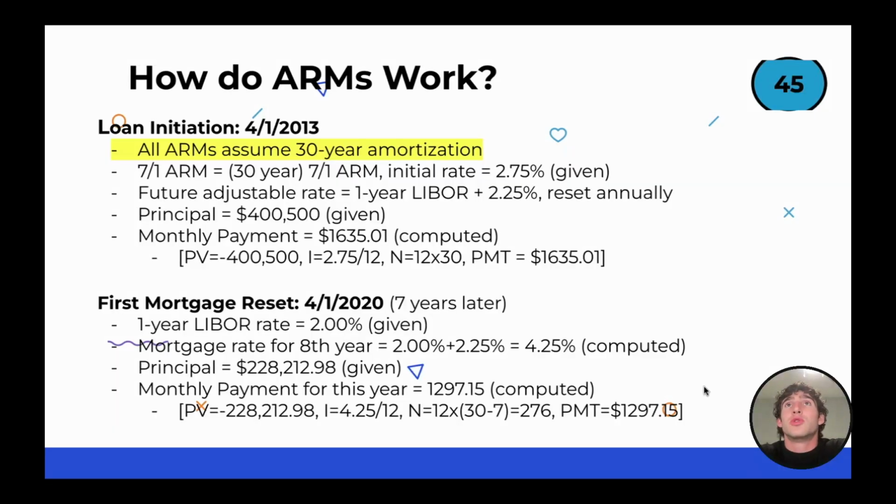So moving on to adjustable rate mortgages, or ARMs, these mortgages adjust their interest rates based on the market, which then affects your monthly payment amount. So for example, here we have a 7/1 ARM, which means for the first 7 years, the rate is fixed and then it adjusts annually thereafter.